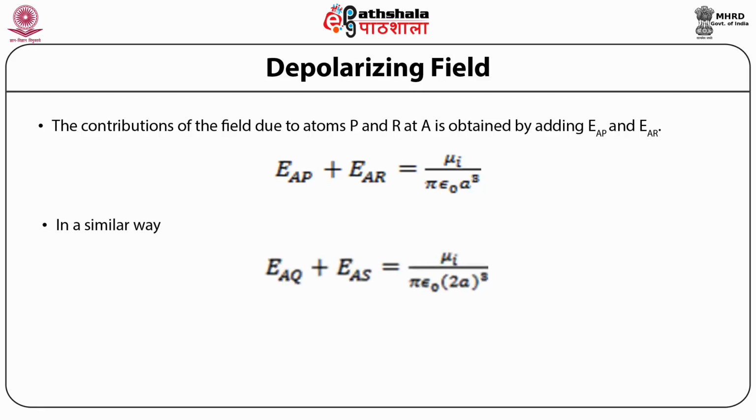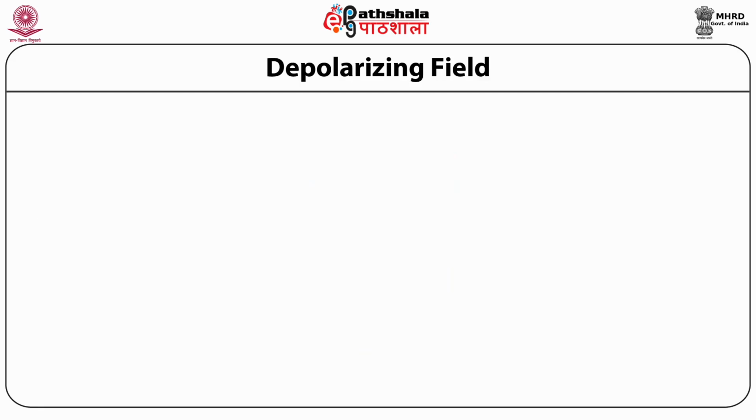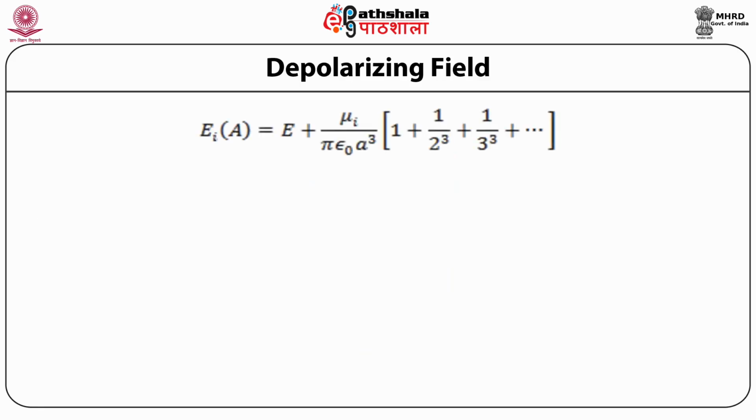In a similar way, E_AQ plus E_AS is equal to mu_i by pi epsilon 0 times (2a) whole cube. So, the internal field at atom A, E_IA, is equal to E plus mu_i by pi epsilon 0 a cube plus mu_i by pi epsilon 0 into (2a) to the power cube, plus so on. So, finally, we get E_IA is equal to E plus mu_i by pi epsilon 0 a cube into the summation over n equal to 1 to infinity of 1 by n cube, where n is an integer.